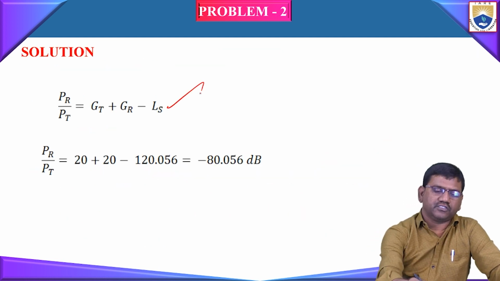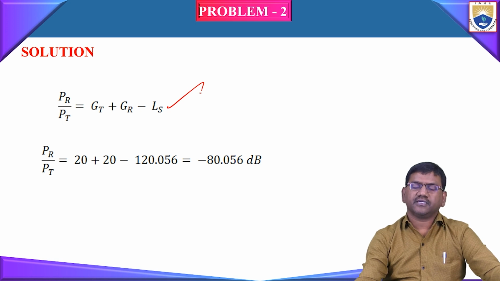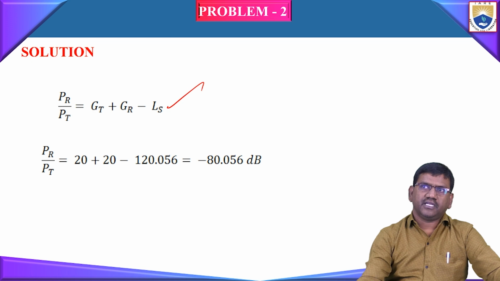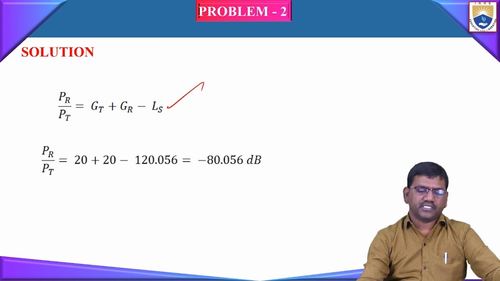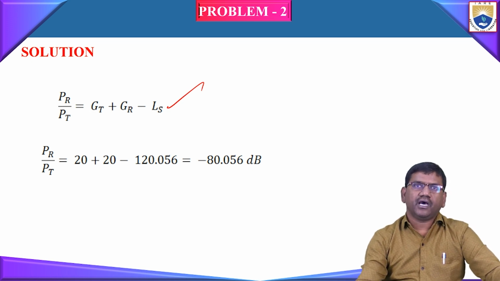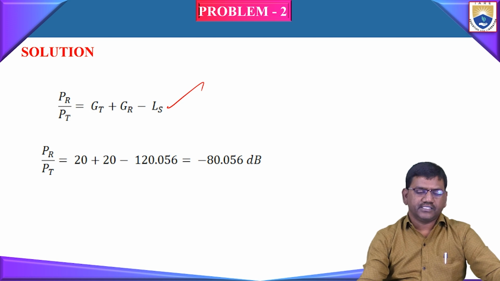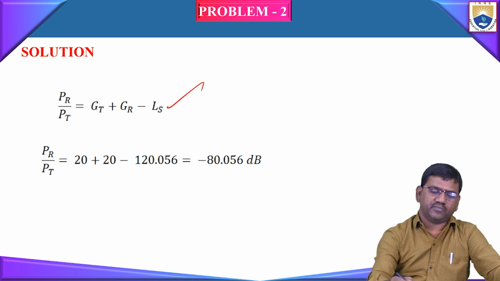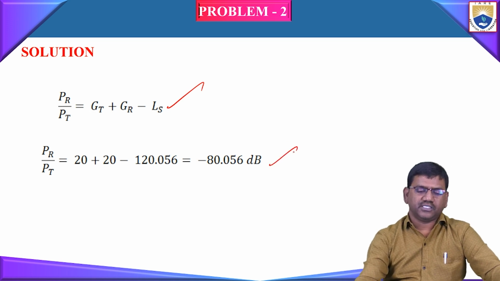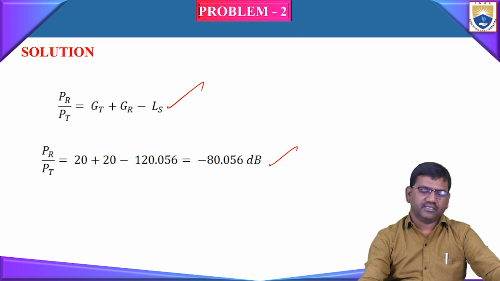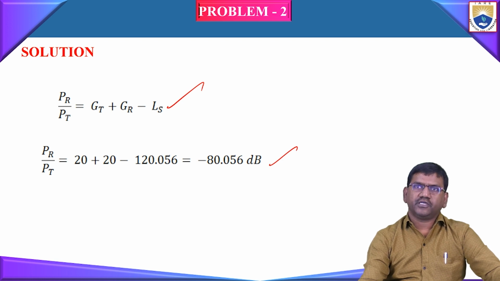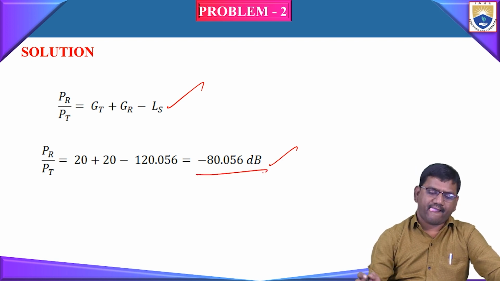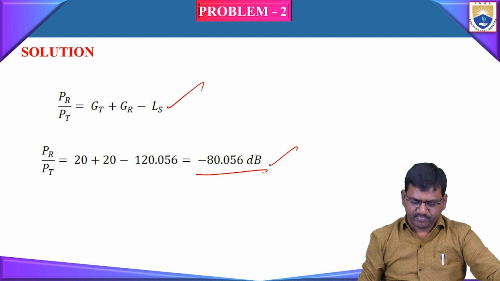So there is a relationship between the gains of the transmitting and receiving antennas and the ratio of the power received to the power transmitted, which is given by PR by PT is equal to GT plus GR minus LS. This is equal to 20 plus 20 minus 120.056. So how much is the signal attenuated? It is by minus 80.056 dB here. So this is the value of attenuation.